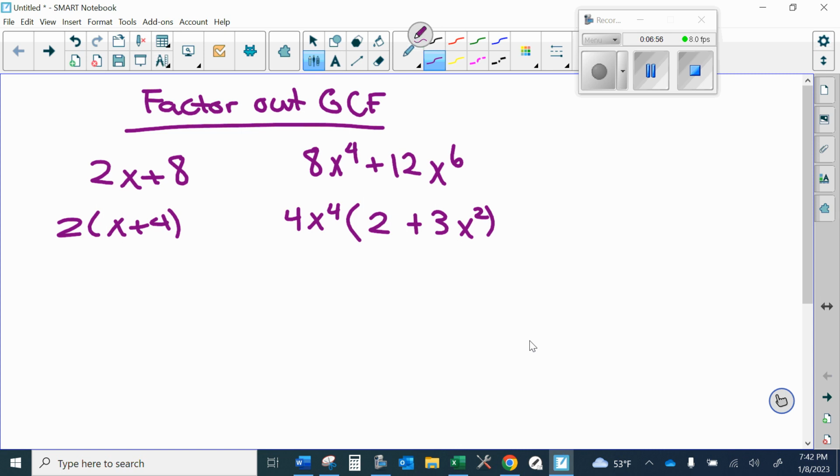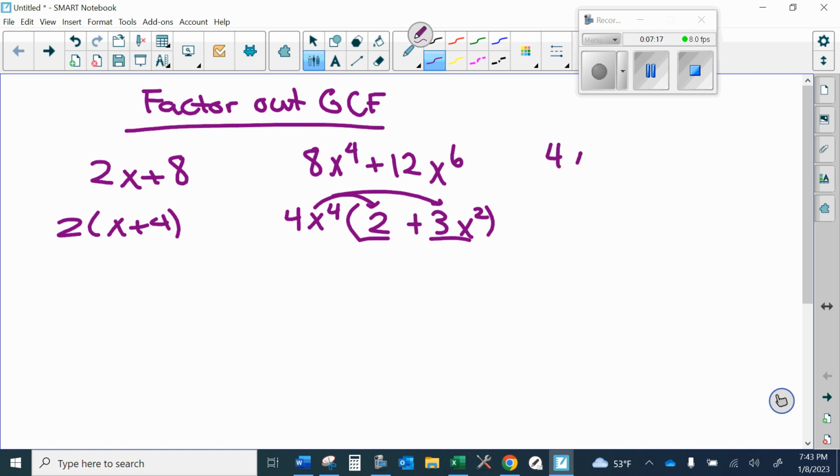Again, I could check that I'm right by distributing it back through, and I better get what I started with. And again, to make sure that I did take out the full GCF, I look here. Is there anything more I can take out of each of those terms? No, there's not. So I did take out the full GCF. Okay, and it doesn't have to be plus signs. It could have been minus signs. It could have been more.